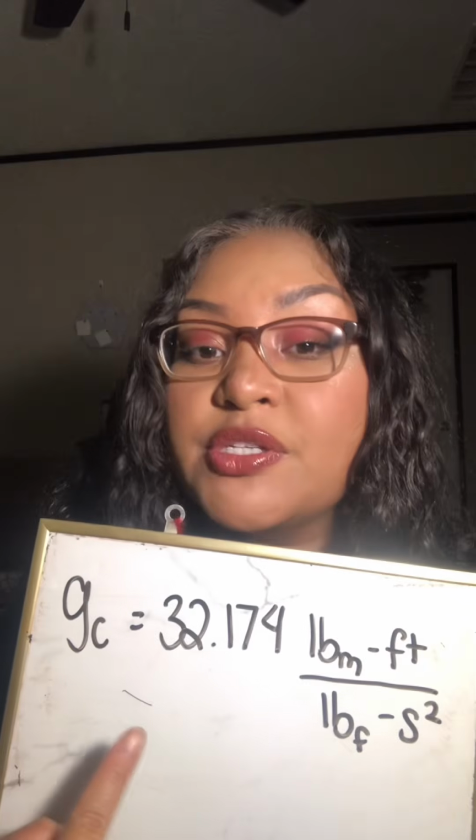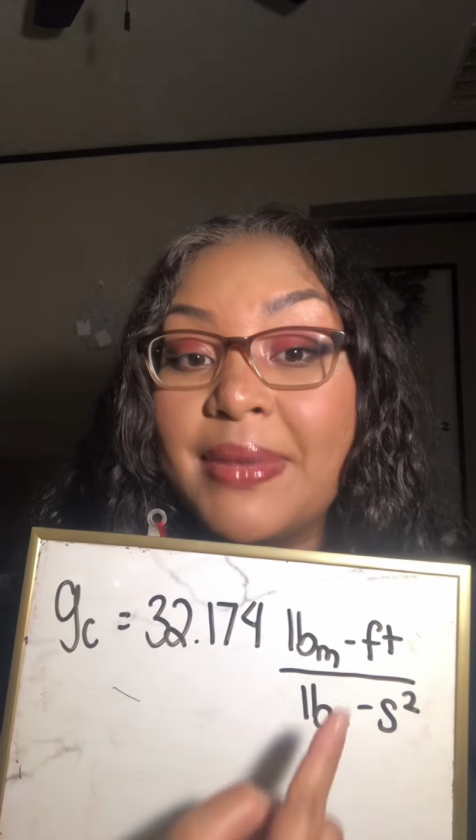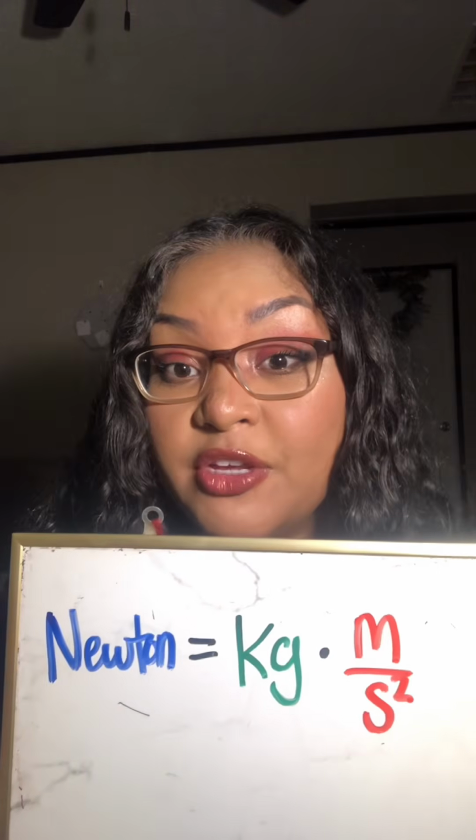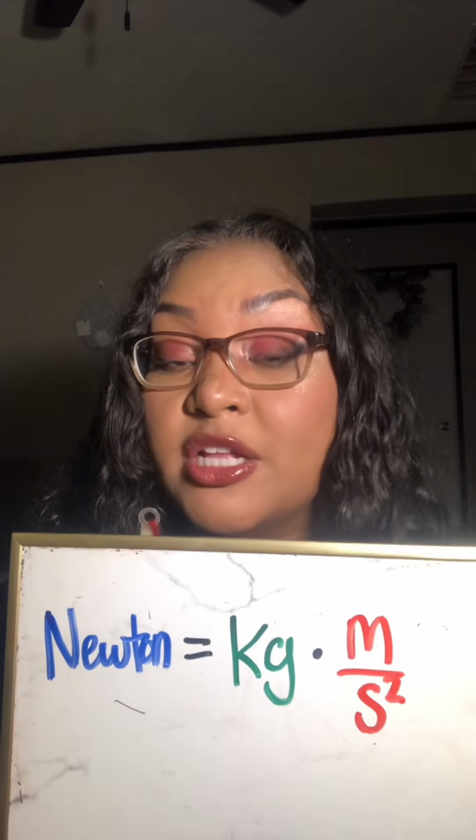G sub C equals 32.174 pound mass feet over pound force seconds squared. This is a conversion factor. And you may just be looking at the units like, what the heck do I do with this? Going back to physics, force equals mass times acceleration. And from SI units, we know that a Newton equals a kilogram times a meter per second squared. So what happens when we transliterate this into the imperial system?